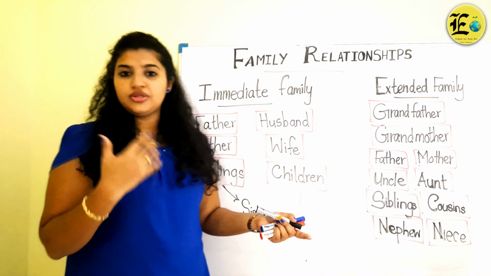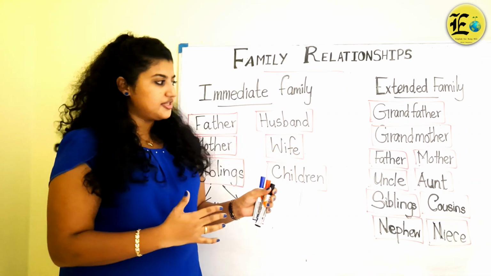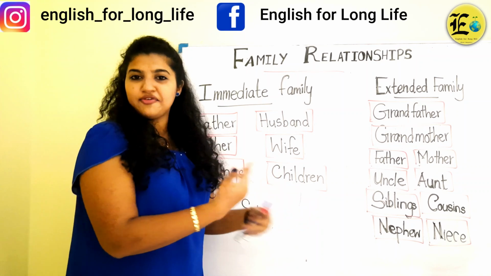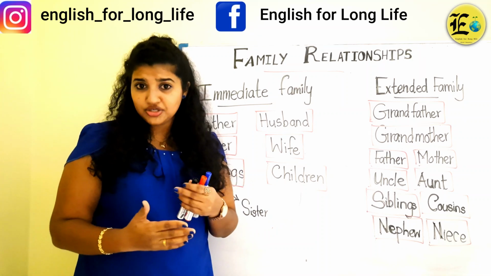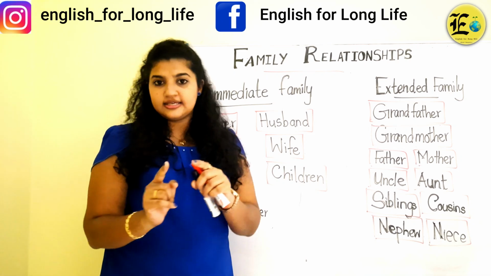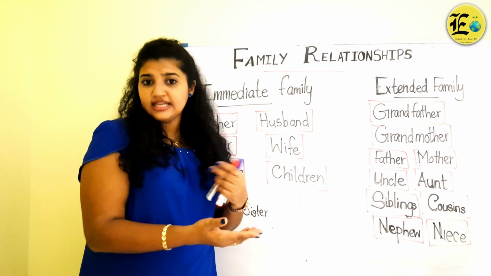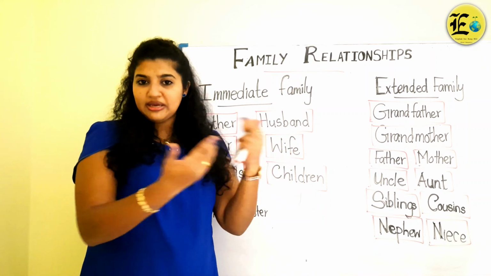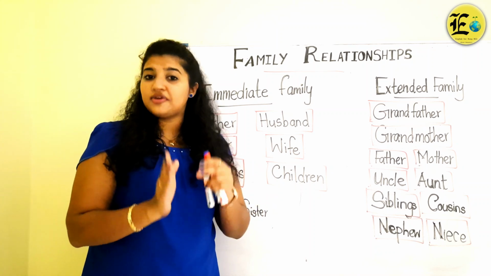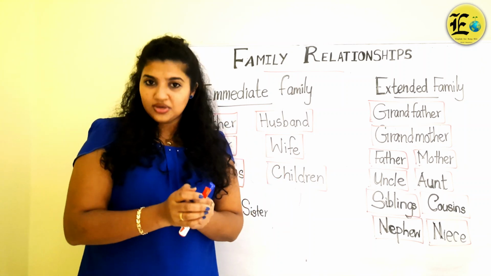Now let's see who the members are in the extended family. We have the grandfather, grandmother, your father and your mother, uncle, aunt, siblings, cousins, nephew and niece. Now there is a very big confusion regarding cousins, nephew and niece. Now it's like this. If your father or your mother have brothers or sisters, and when they get children, those children will be related to you as cousins. So they will be your cousins. That means your father's or your mother's brothers or sisters' children will be related to you as your cousins.